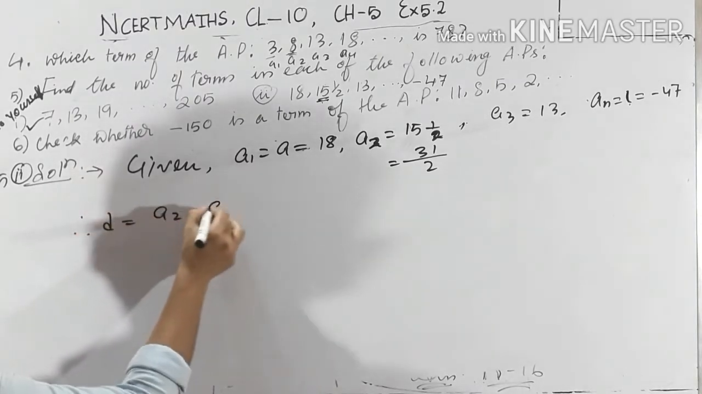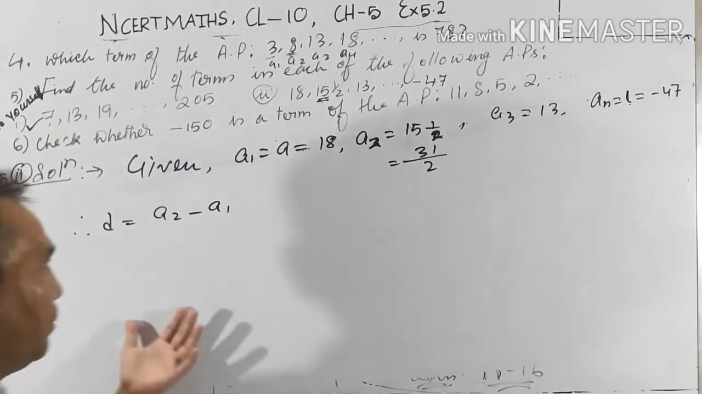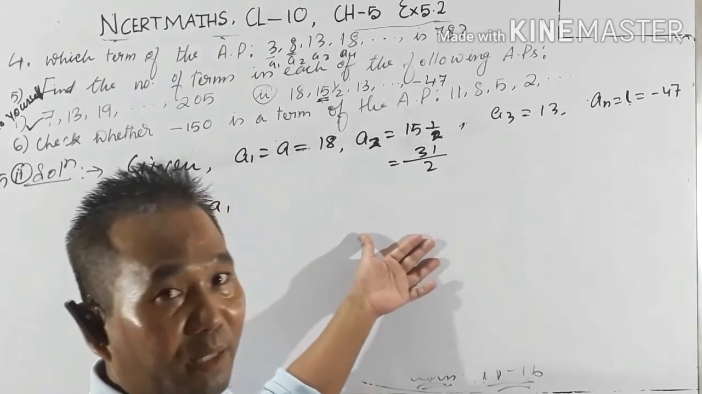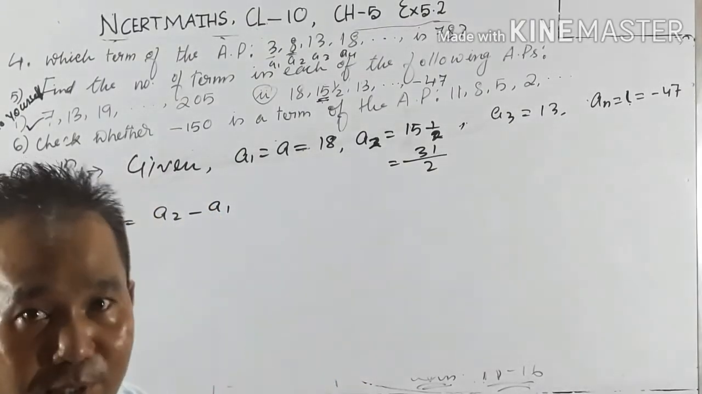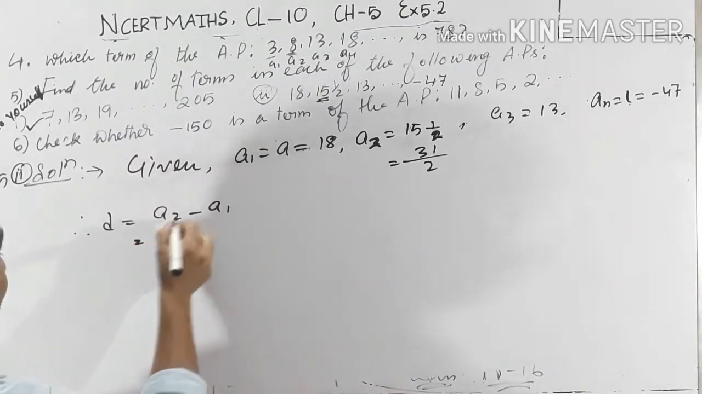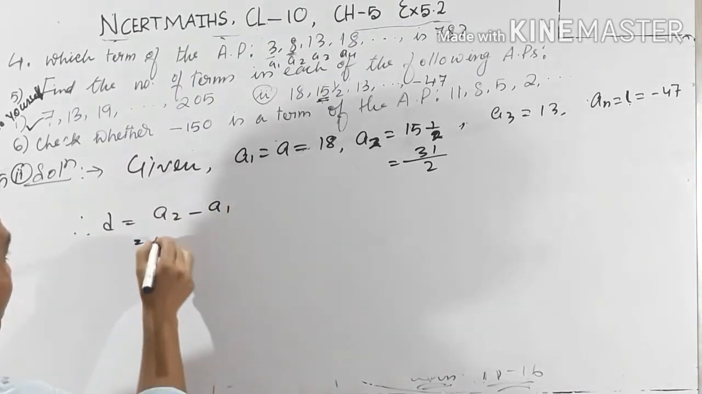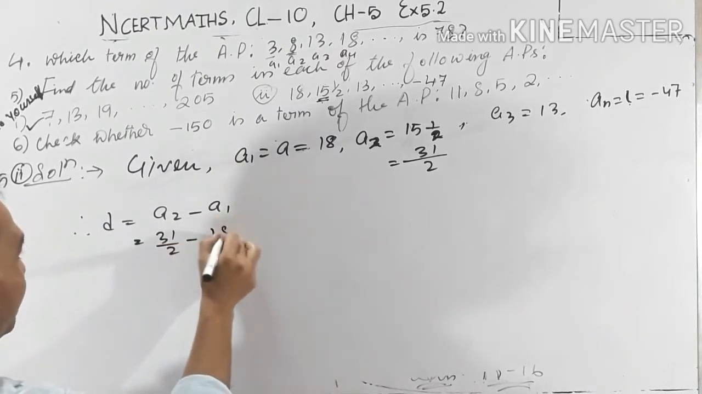A2 minus A1. Since it is already in AP, no need of finding the common difference between the consecutive terms, right? Okay, fine. So here A2 equals how much? That is 31 upon 2 minus A1, that is 18, right?